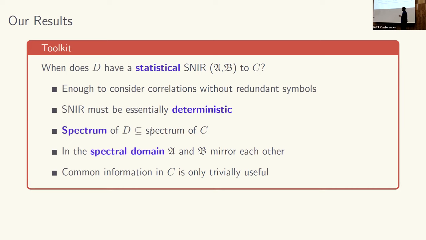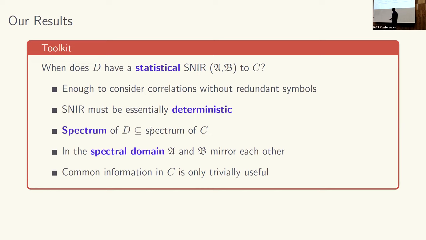In the spectral analysis, if we look at this protocol in the spectral domain, then it turns out to be symmetric, in the sense that both Alice and Bob are essentially doing the same operation in some sense.